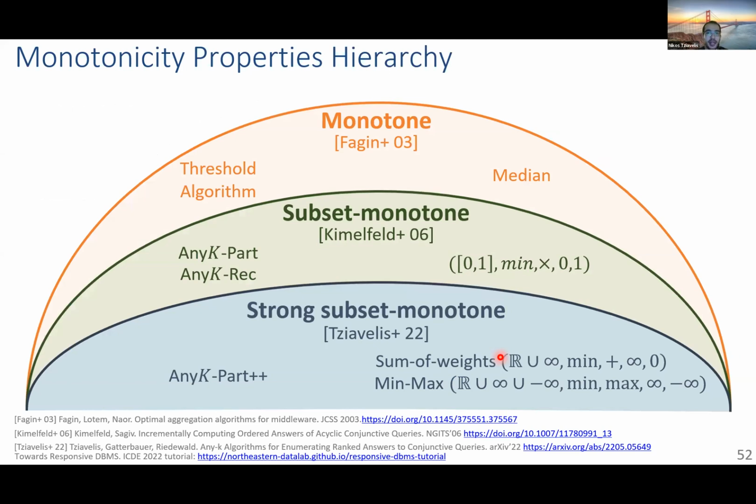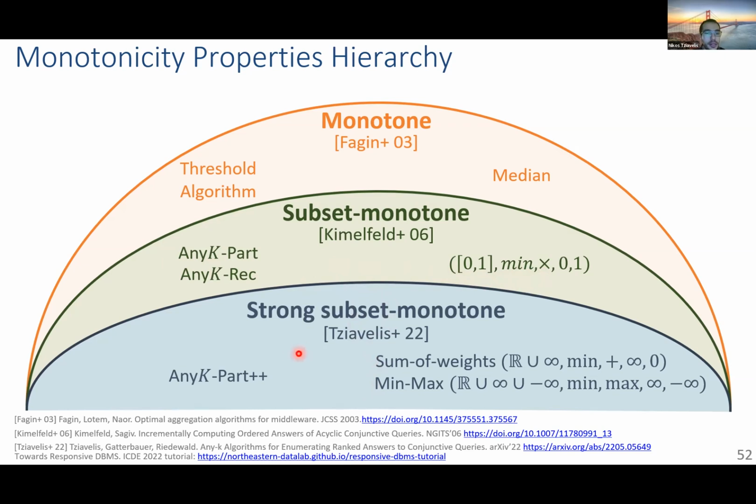If we look now at this hierarchy, we have the monotonicity of the threshold algorithm at the top, and this includes cases such as the median for aggregate functions, which we cannot handle with Anyk or dynamic programming. Then subset monotonicity is enough for the first two algorithms, the Anyk-Part and Anyk-Rec, and this includes basically all these cases: sum of weights, min, max, or this mean times, basically any commutative selective dioid that Wolfgang was talking about.